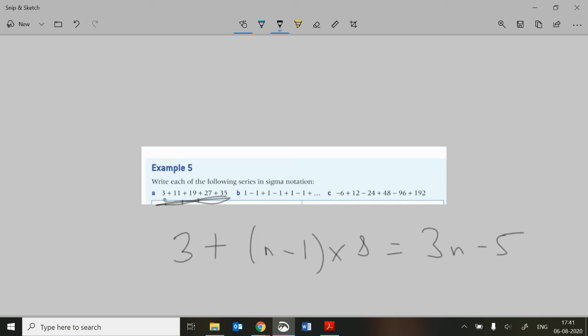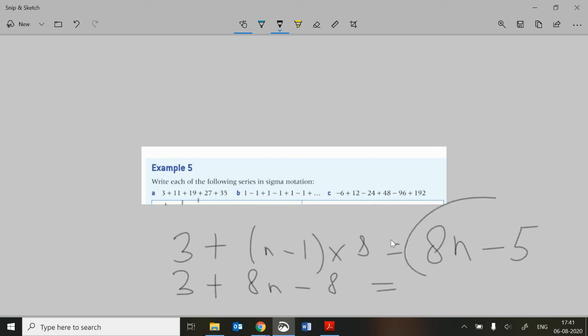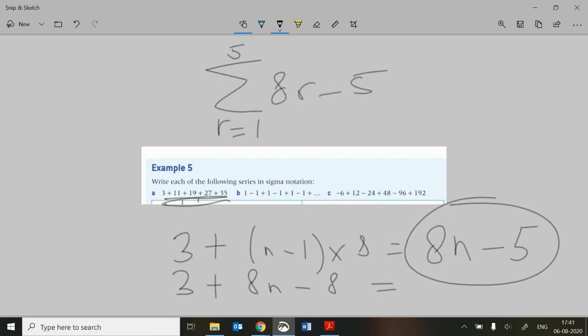Okay, so this is, video is clearly going on for too long. 8n, sorry, take away 5. That's just me expanding this. Shows I shouldn't skip steps. Okay, giving us this here. So what we want to do in our sigma notation to sum 5 terms here, we can say r is equal to 1 to 5 in 8r minus 5.